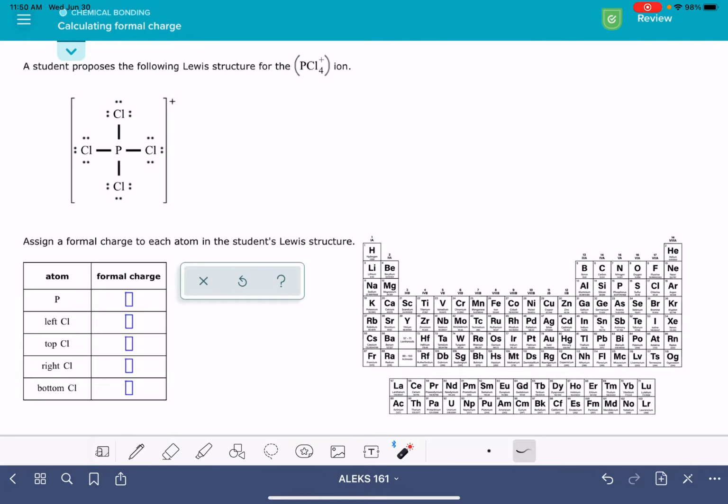In this video, I'll show you how to solve the ALEKS problem called Calculating Formal Charge. This problem is going to give you a Lewis structure and it'll ask you to calculate the formal charge of every single atom in the Lewis structure.